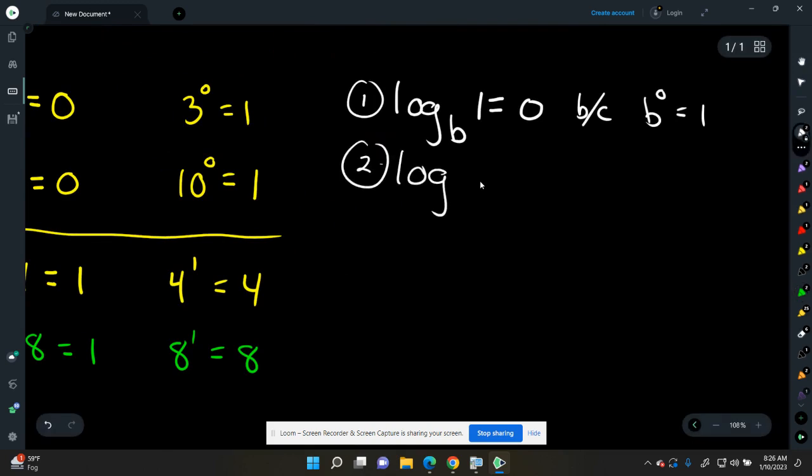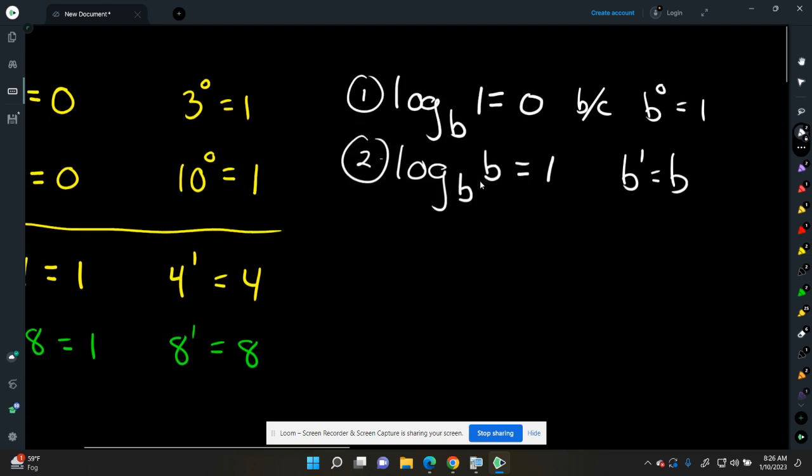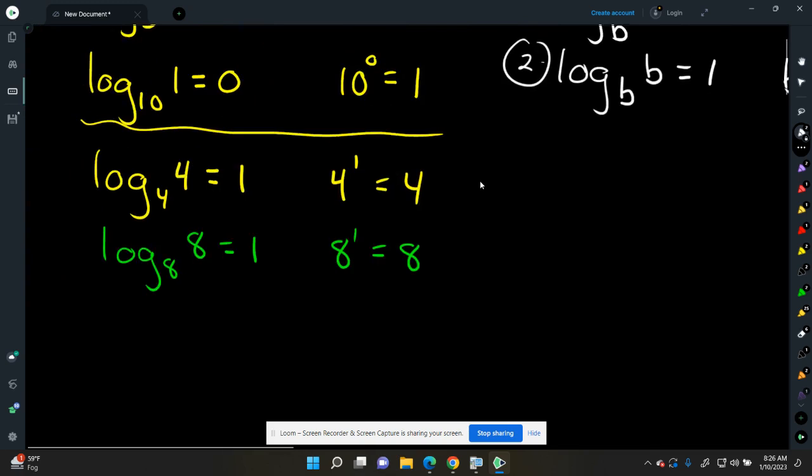What do you think that's going to say? Log base b of b equals 1, because b to the first equals b. Right? So property number 2: log base b of b equals 1. Okay, we good so far? These are kind of common sense, but then all of a sudden we're going to jump up to a little bit harder.